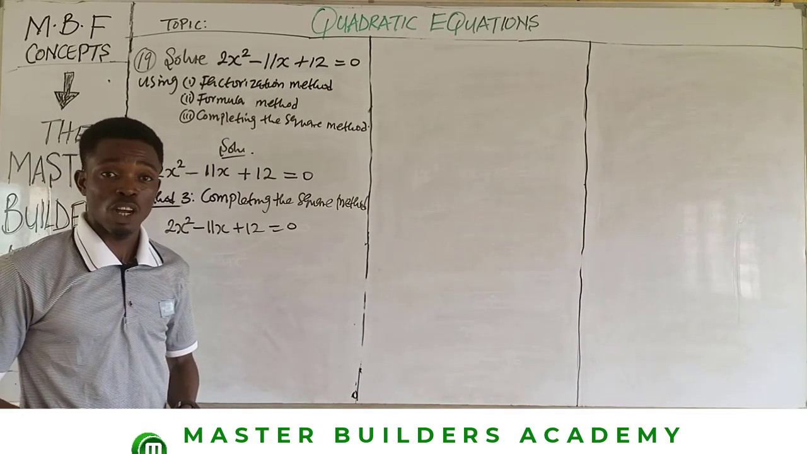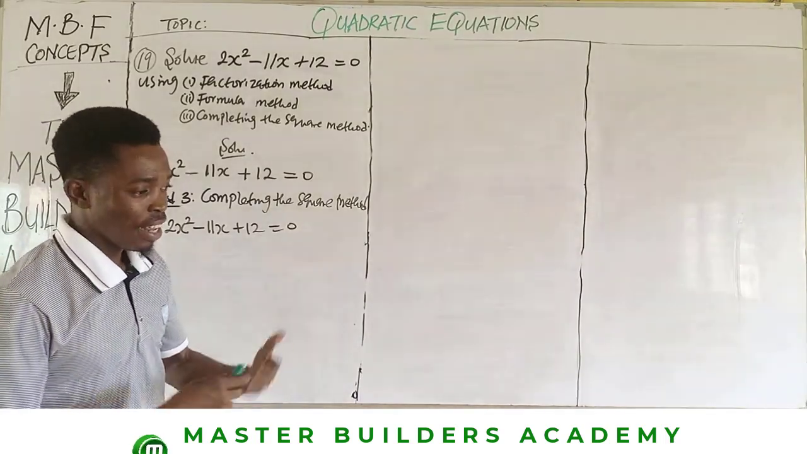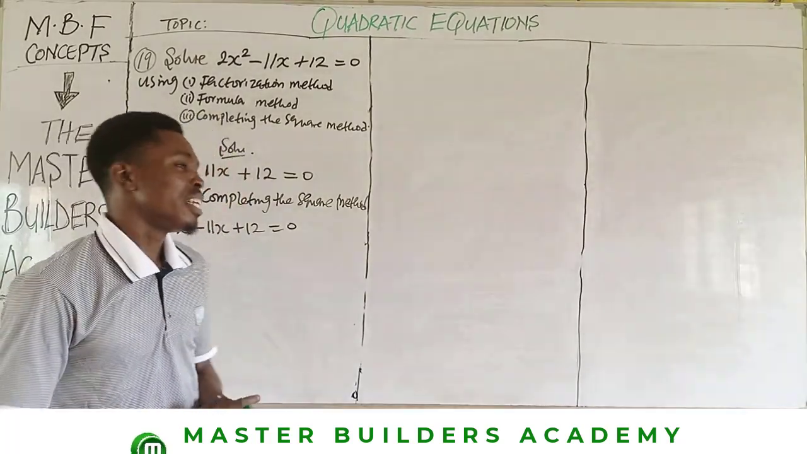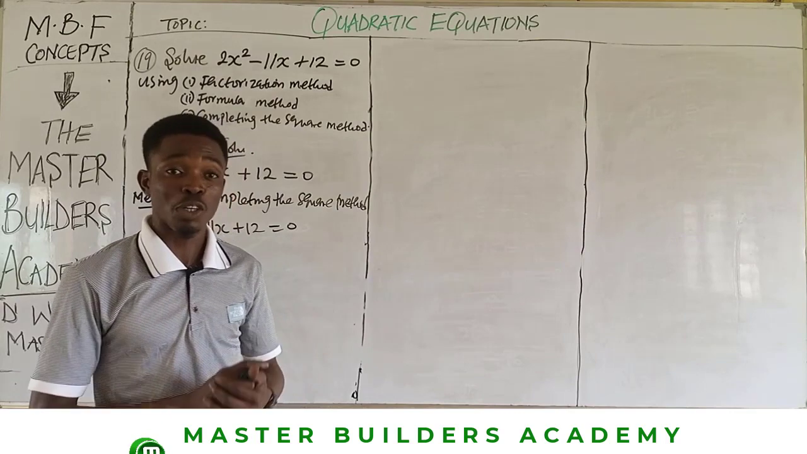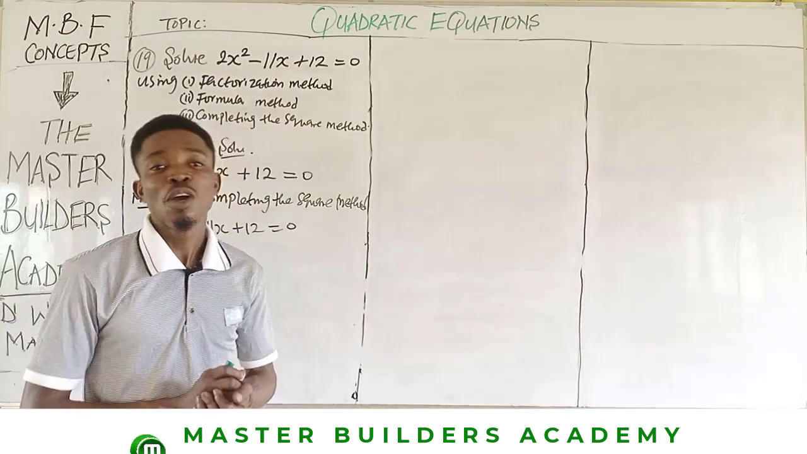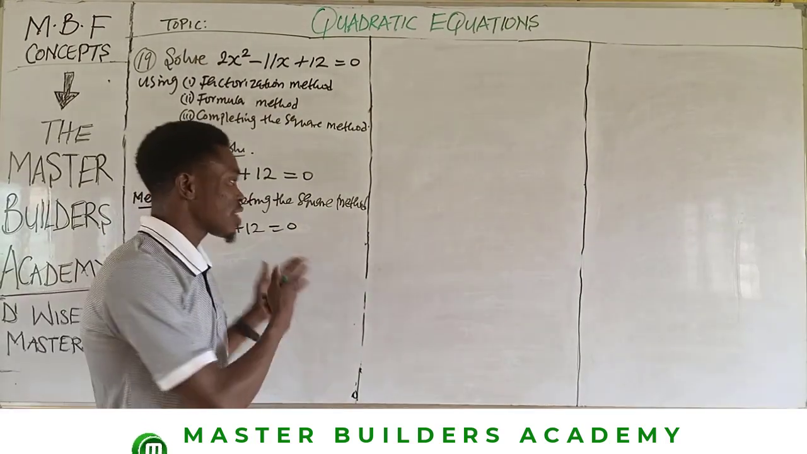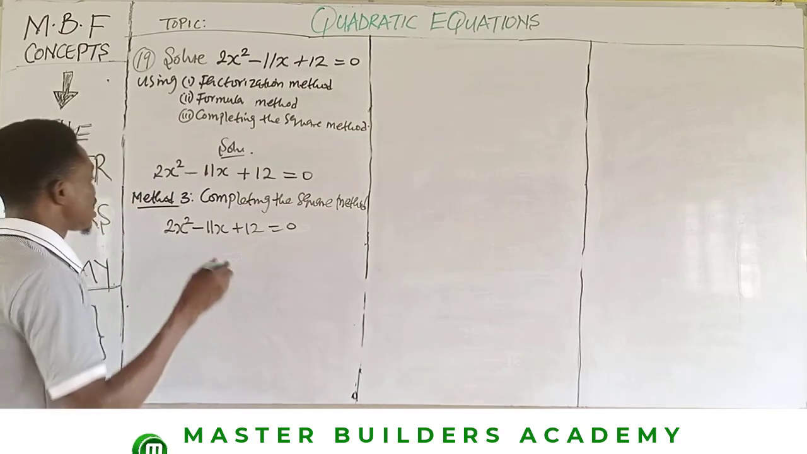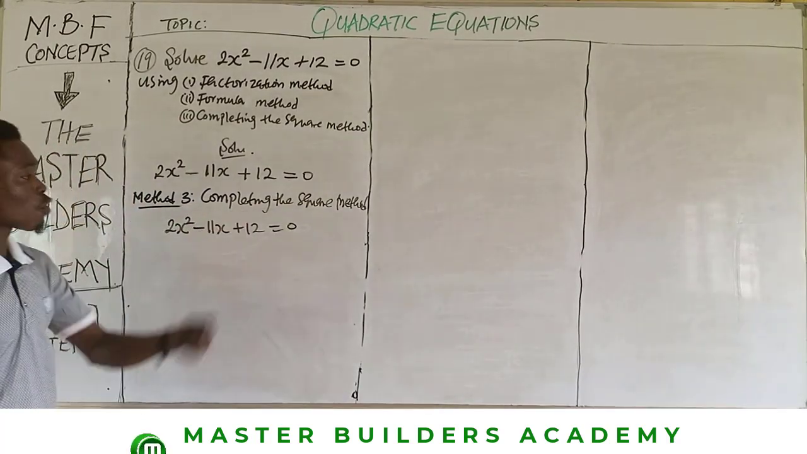Method of completing the square. Of course, this happens to be the most lengthy method among all the methods, right? Yes, because even the formula method is an end product of method of completing the square. Is that correct? Yes, it's an end product of method of completing the square. So let's look at this one after the other. Please avoid distraction. Now we are using method 3, method of completing the square.